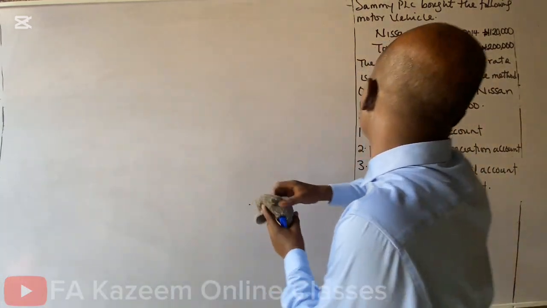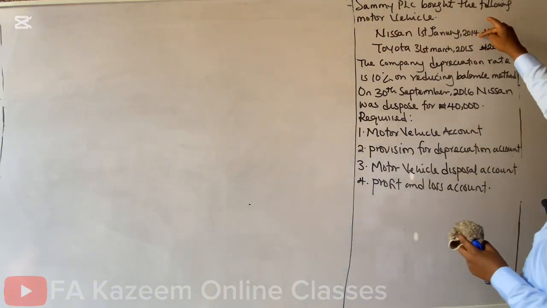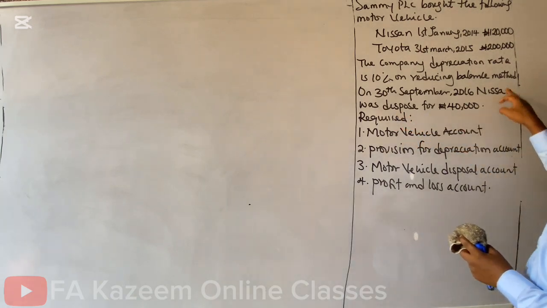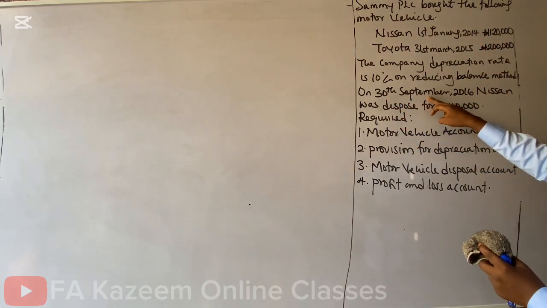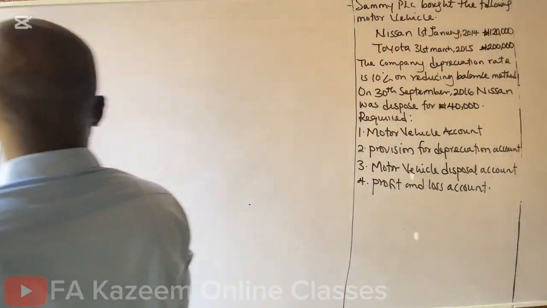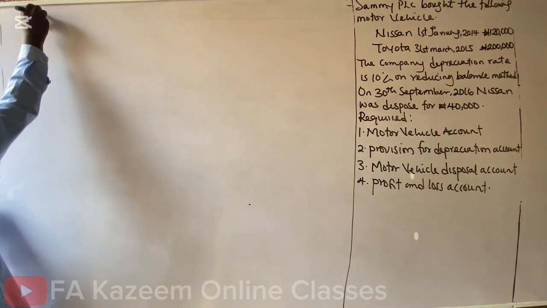where two motor vehicles were acquired in 2 different years. But this question said the Nissan that was acquired in 2014 was disposed on 30th September 2016. Let's look at how we provide solution to this. This is the solution.